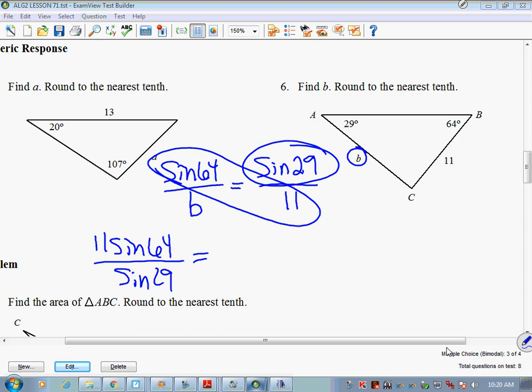Okay, Jewel, do you have a calculator? Will you punch that into the calculator and tell me what you get? To the nearest tenth. This one should come out a little bit better than our last one. You got 4 point something? What'd you get? You did 11 sine 64 divided by sine 29? Okay. You were still doing number 5. Okay. Yeah, we're on number 6.